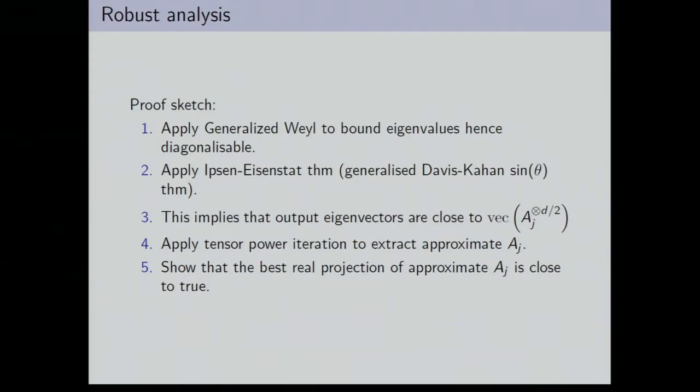Okay, so in terms of the analysis of the tensor decomposition in the robust setting, you apply this inequality. Then you have to apply some eigenvector perturbation bounds. Once again, because we're not normal, we can't use Davis-Kahan, the sine theta theorem. We have to use more general things. We use a result of Ipsen and Eisenstat. This means that your eigenvectors are now close to the vector of the tensored up AJs. You apply tensor power iteration. That step is robust 2. And so that's the tensor decomposition that we developed for this.